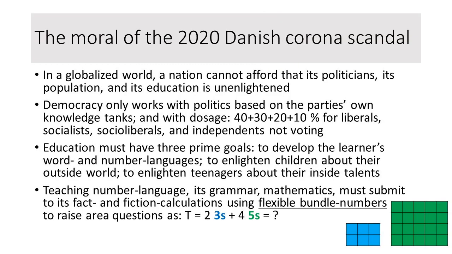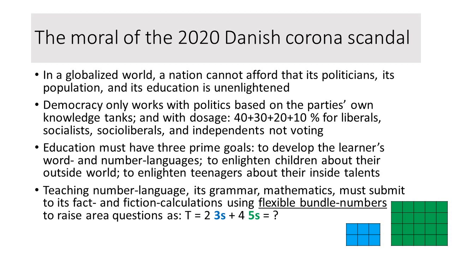The moral of the 2020 Danish corona scandal. In a globalized world, a nation cannot afford that its politicians, its population, and its education is unenlightened. Democracy only works with politics based on the party's own knowledge tanks, and with dosage, 40 plus 30 plus 20 plus 10% for liberals, socialists, social liberals, and independents not voting.